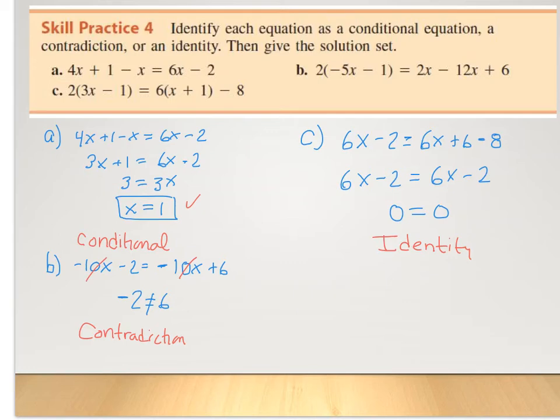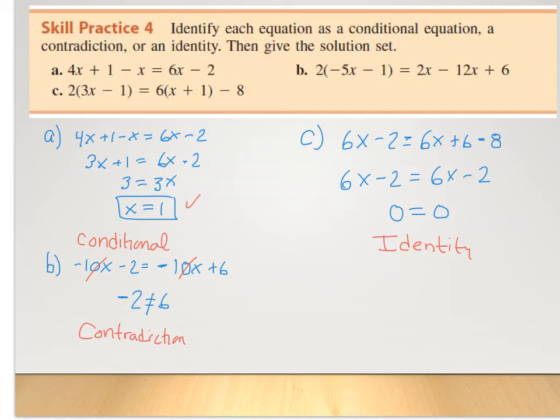because if I add both sides of the equation by 10x, they are gone, and we end up with a negative 2 equaling 6. Well, that's a contradiction. They can't equal 6. And in C, again, we use the distributive property.